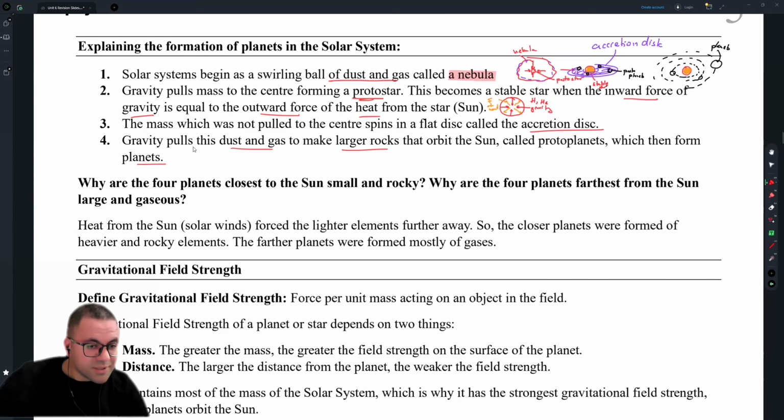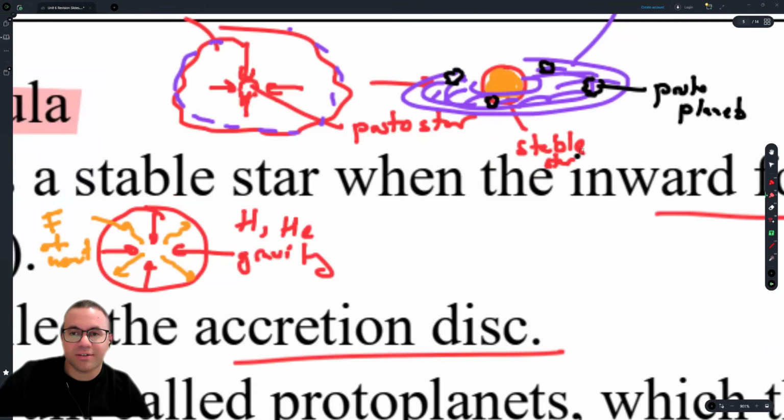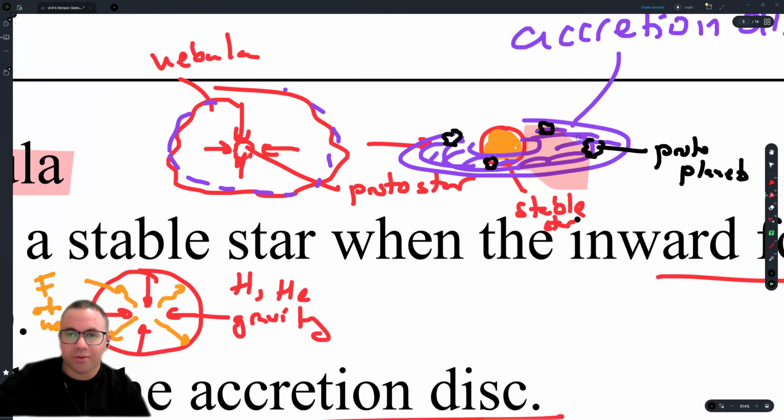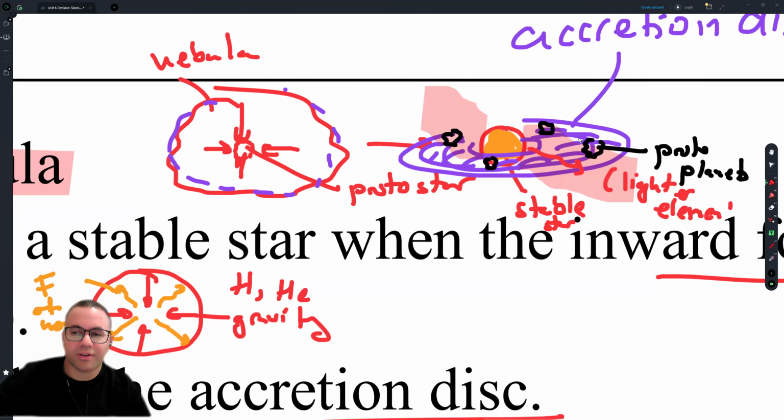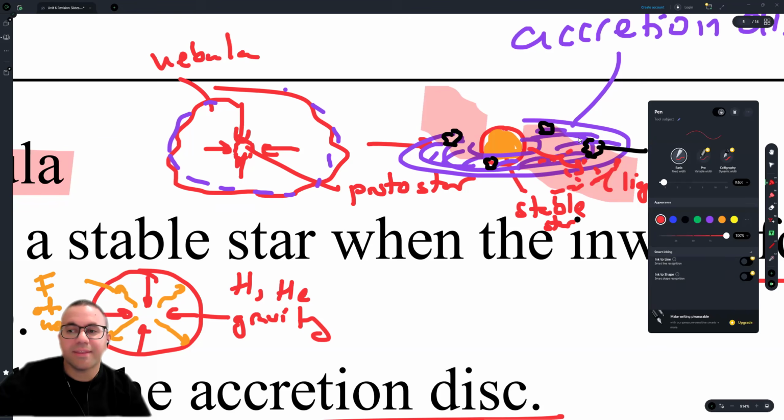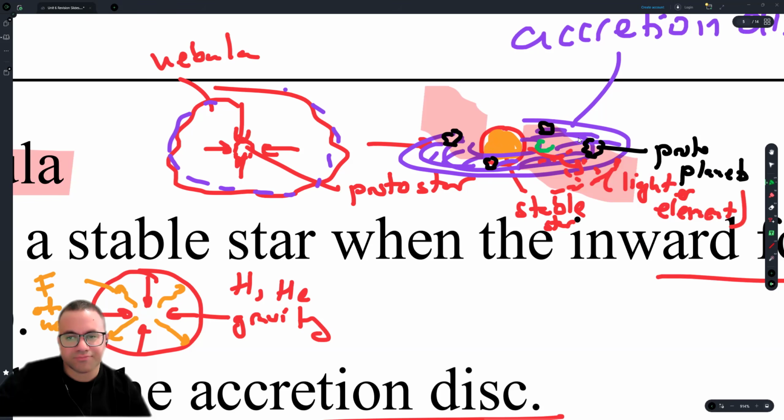Now, that still doesn't explain why the four planets close to the sun are small and rocky. Well, when the solar system was being formed, the heat from the sun, which we will call solar winds, pushes the lighter elements. So think hydrogen, helium, oxygen, nitrogen, those kinds of things. They get pushed out towards the outer edge of the solar system. And the heavier elements, so think iron and some carbon and everything else, the heavy elements get left close to the sun.